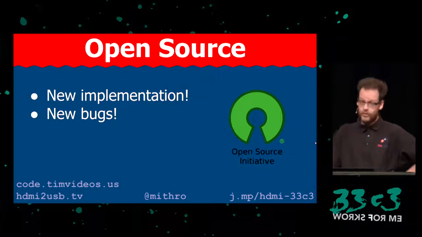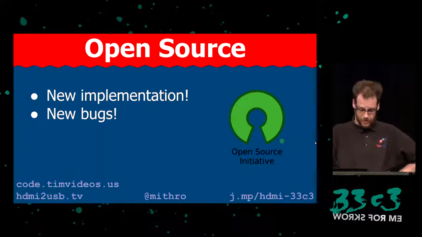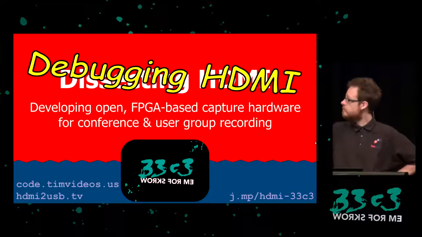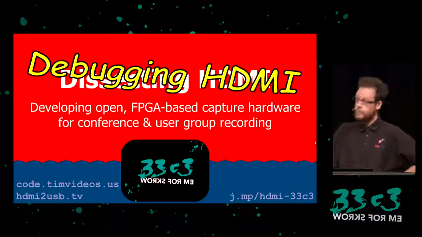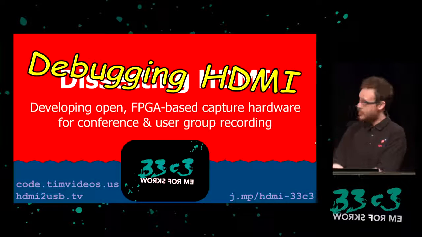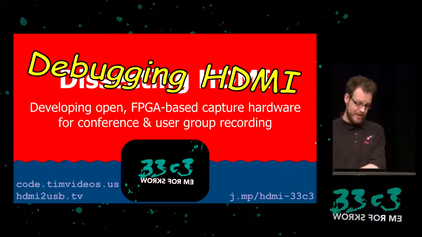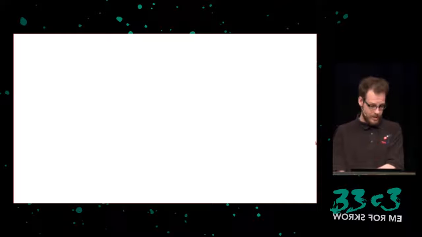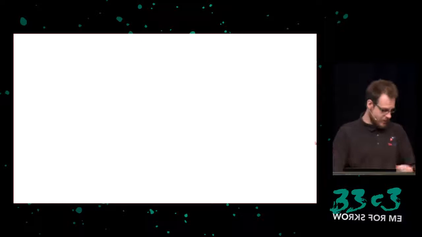So we create a new implementation. As anybody who's ever done a re-implementation or a new implementation of something, it means that you've got new bugs, which I will describe quite a bit. So this talk could be called Debugging HDMI rather than Dissecting HDMI, because it includes a lot of information about how things went wrong. Okay. So that's kind of the introduction of why we're here and why I'm talking about this.